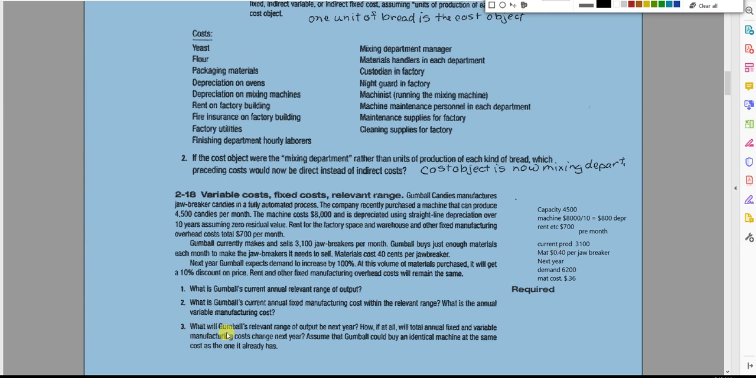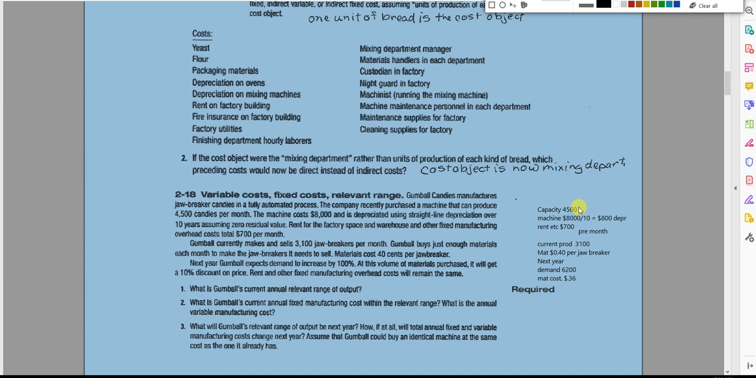Next one, what will Gumball's relevant range of output be next year? Okay, my relevant range of output has got to be affected by the fact that I'm going to need another machine, so hold on. Okay, so my relevant range of output next year, they should have asked you first what you need to do. You first need to buy another machine. So I have 4,500 per month. Again, I wish I would have put per month there. And I'm going to double it because I have to buy a second machine.